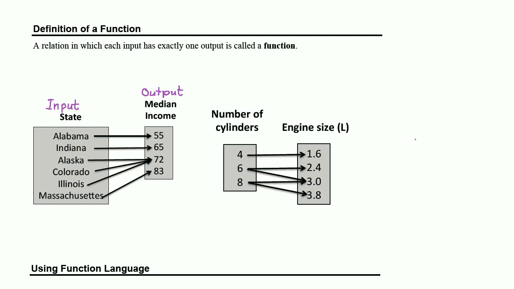Let's take a look at the second one first. In particular, I'm going to look at the input 6. A 6-cylinder engine might be a 2.4 liter or might be a 3.0 liter. So we would have an example of an input that is mapped to two different outputs. The definition of a function requires that each input have exactly one output, and therefore this violates that definition, and this relation is not a function.